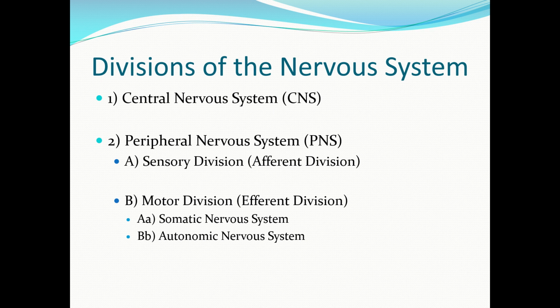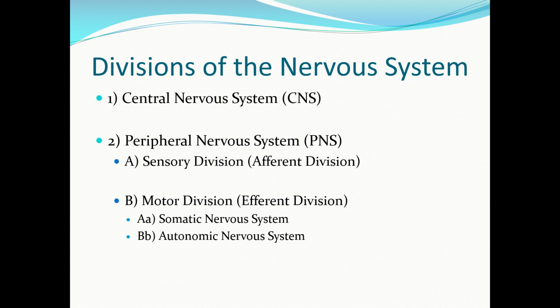There are two major divisions of the nervous system: the central nervous system, abbreviated CNS, and the peripheral nervous system, abbreviated PNS. The peripheral nervous system is further divided into two divisions: the sensory division, also known as the afferent division because it carries information towards the brain and spinal cord, and then the motor division, also known as the efferent division, because it carries information away from the brain and the spinal cord.